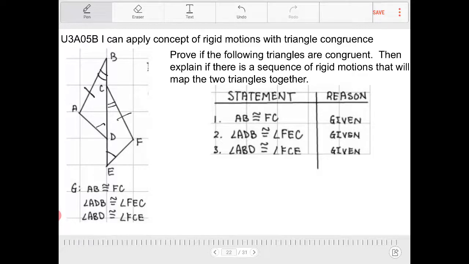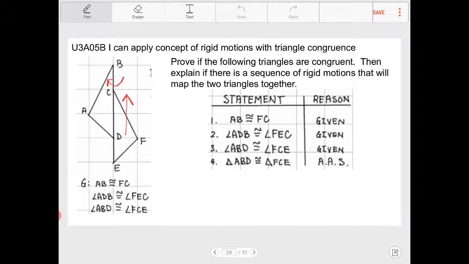So just based off of the givens, we already know that these two triangles are going to be congruent because of angle, angle, side. So yes, these two triangles are in fact congruent. Now, how are we going to map one triangle onto the other? Well, one way of thinking about this is that we can perform a translation and then a reflection.